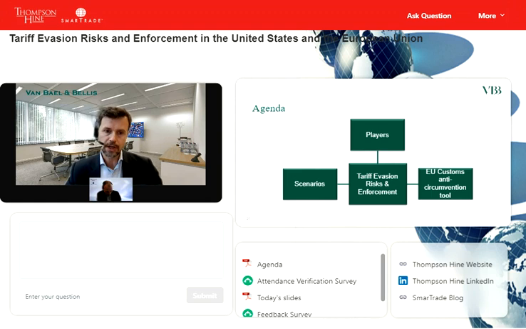And how I have structured this is, I will refer first to the scenarios where you will see potential compliance issues. Then I will refer to the players in the EU which are active in the investigations. And I will end with a reference to what we call the EU Customs Anti-Circumvention Tool.